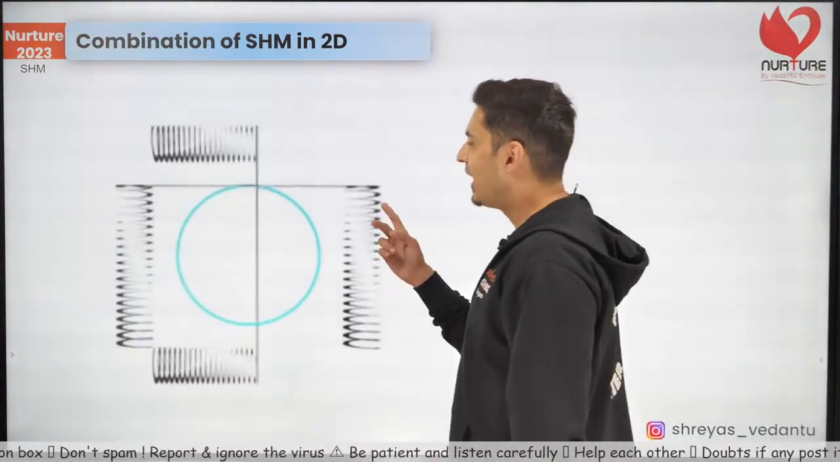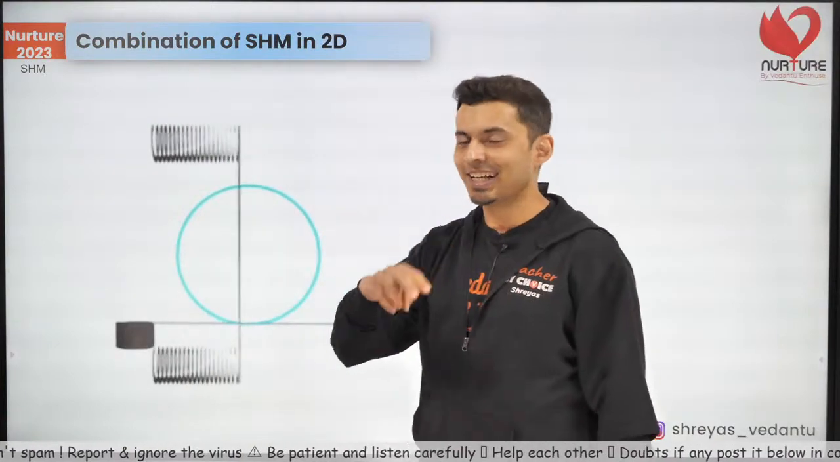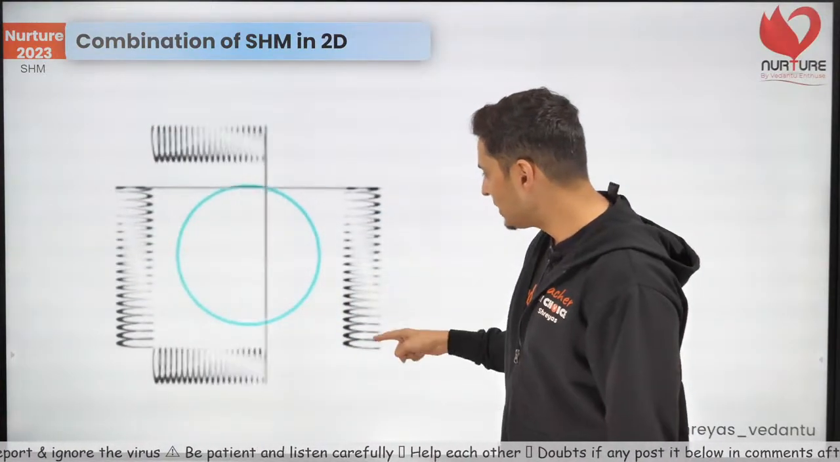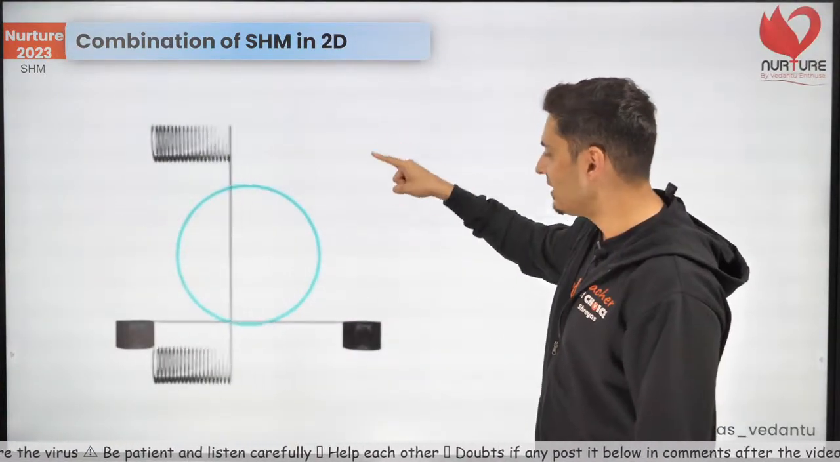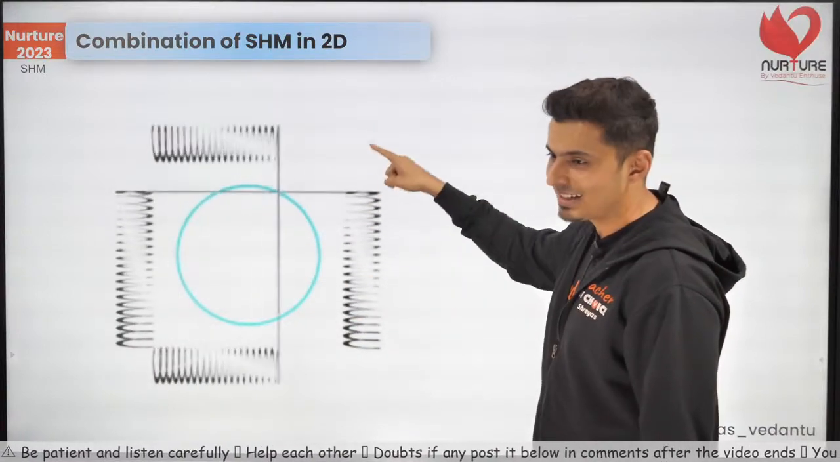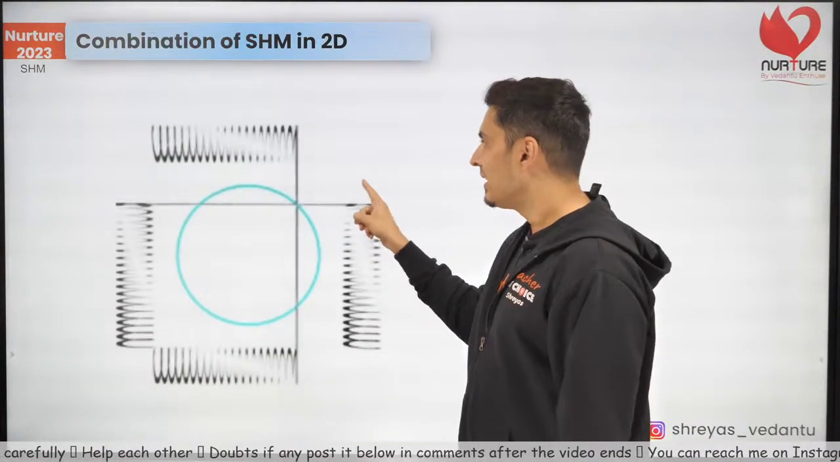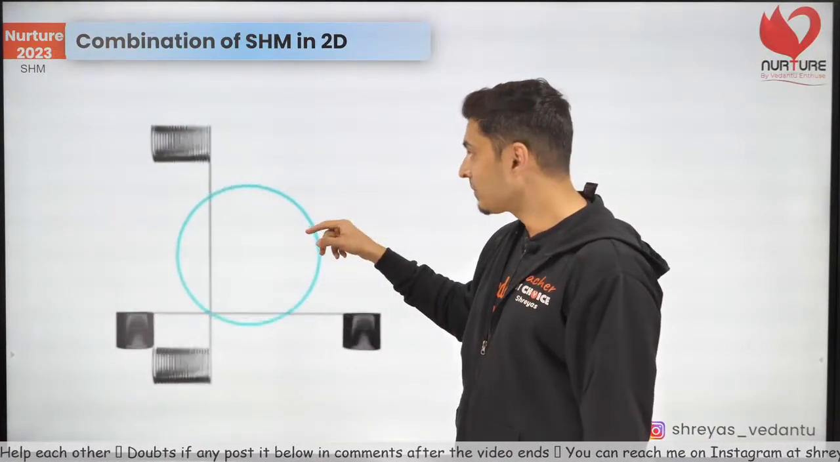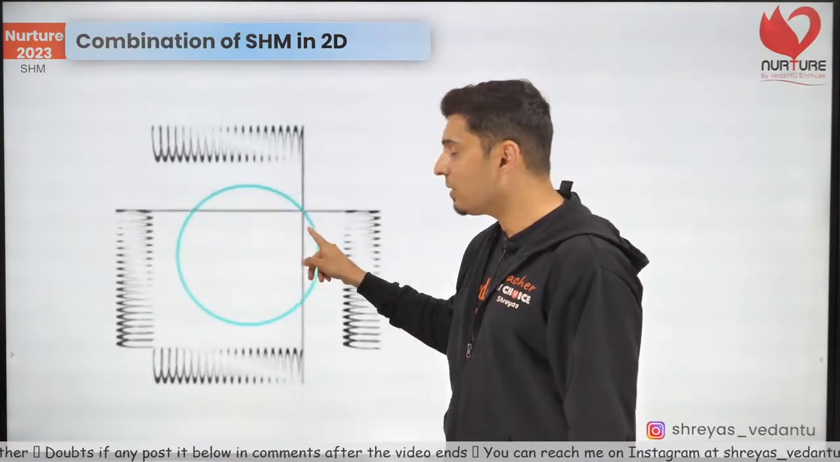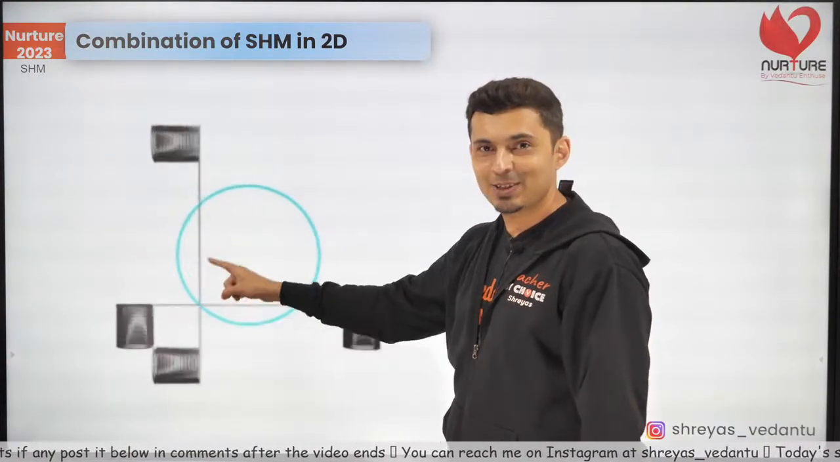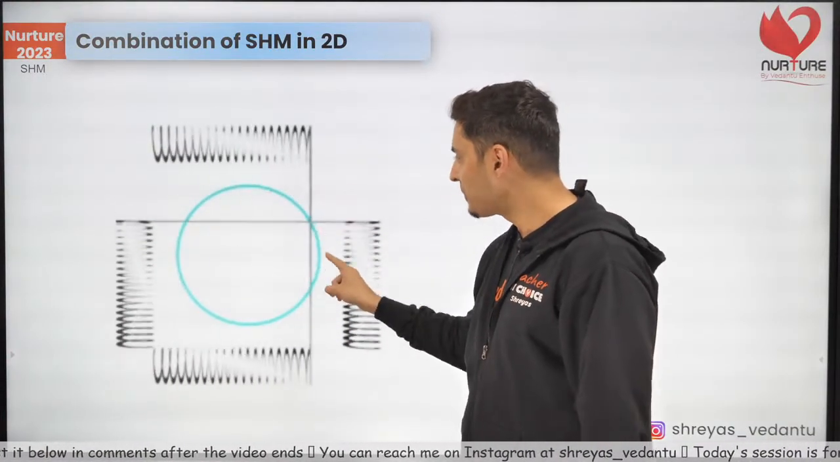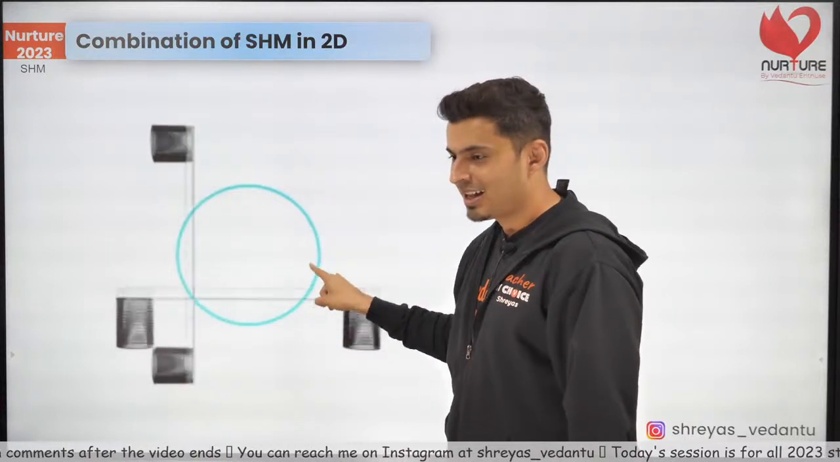Okay, so how do you combine two SHMs in 2D? See, look at this spring. What is this spring doing? It is going up and down. It's doing SHM in the y-axis. What is this spring doing? It's going left and right. SHM in the x-axis. So the intersection of them, can you see the intersection of them? The intersection of them is doing a 2D motion. That's what it is.